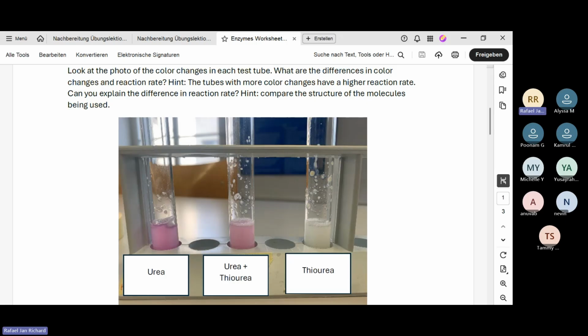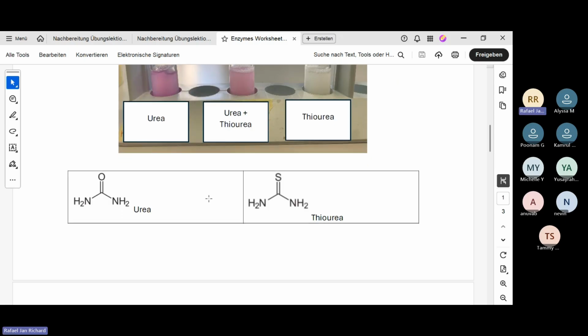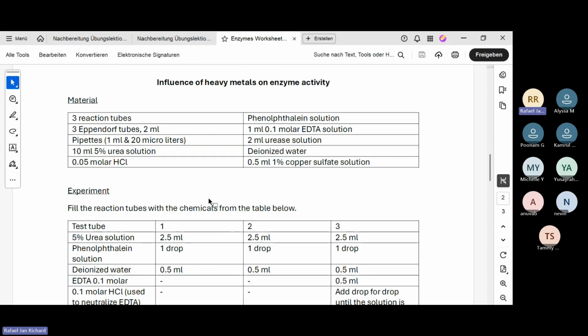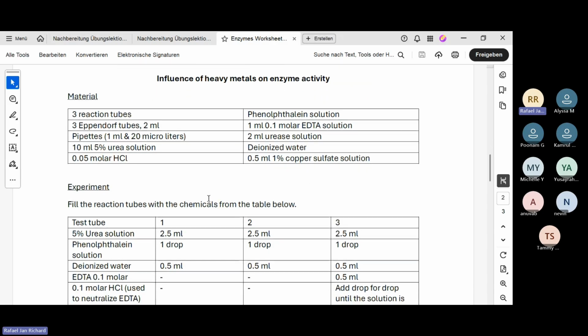Exactly. So the enzyme can't do anything with it as it is not the real substrate. Perfect. So, now that you understand that, we can move on to the second example, which is the influence of a heavy metal like copper sulfate on enzyme activity.